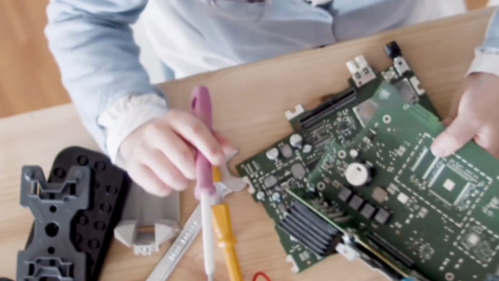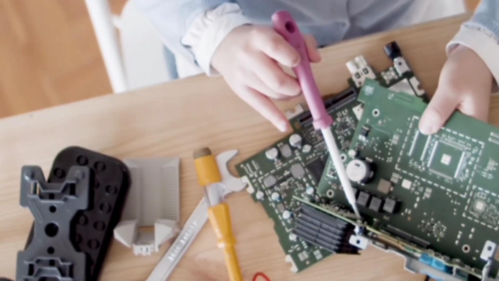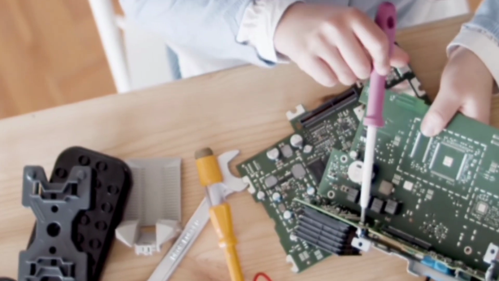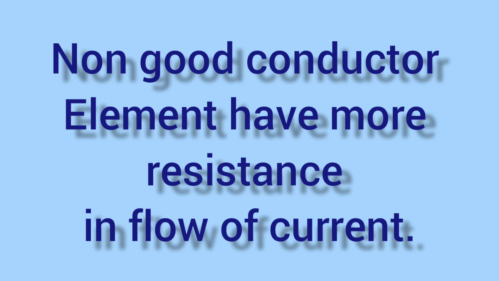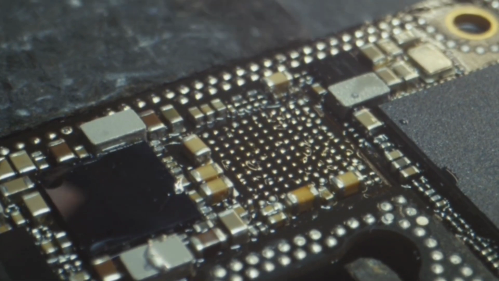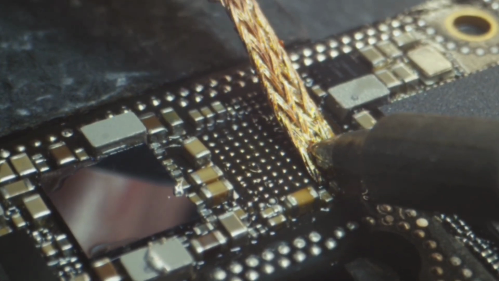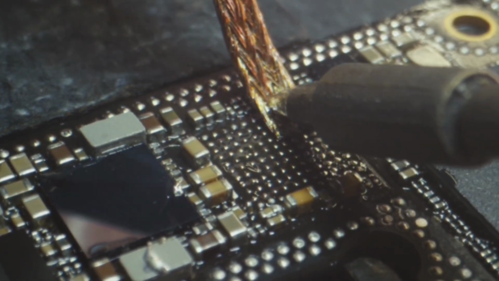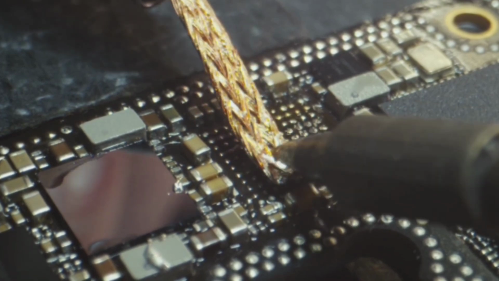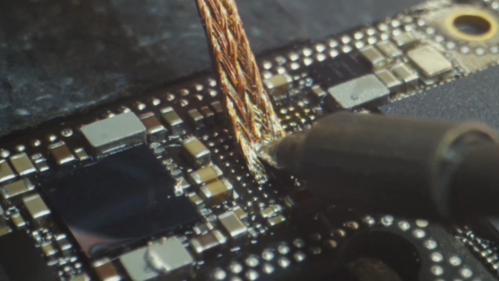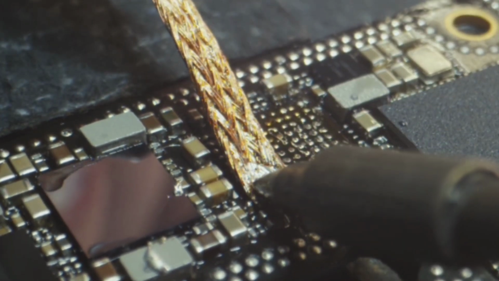Non-good conductor elements like iron are not used in electric wires. Non-good conductor elements have more resistance to the flow of current. In electronic circuits, PCBs and components are made of copper. Remember, in high-speed circuits like computers, laptops and cellular phones, components and wire connections are gold coated.